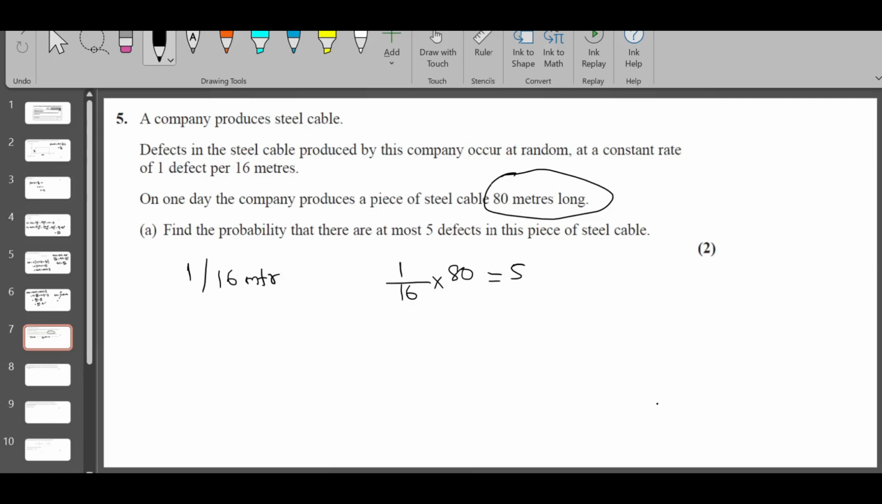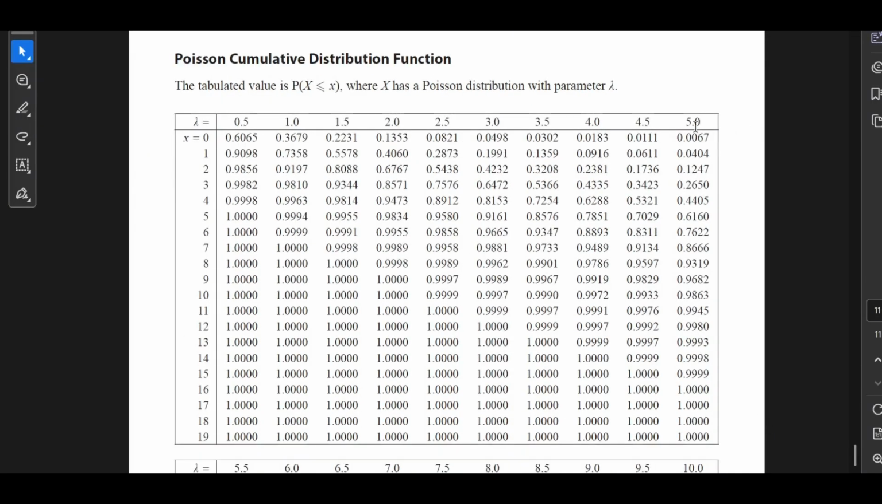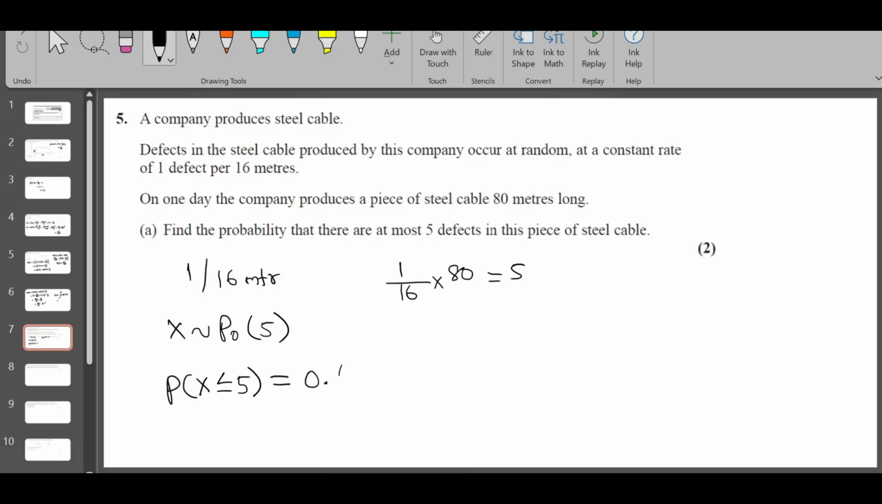So you need to write X follows Poisson distribution of lambda 5 now, and they want us to find at most 5. X is less than or equal to 5. So just take the table value corresponding to lambda is 5, x is also 5. So lambda is 5 is the last column, x is 5. So we got 0.6160.